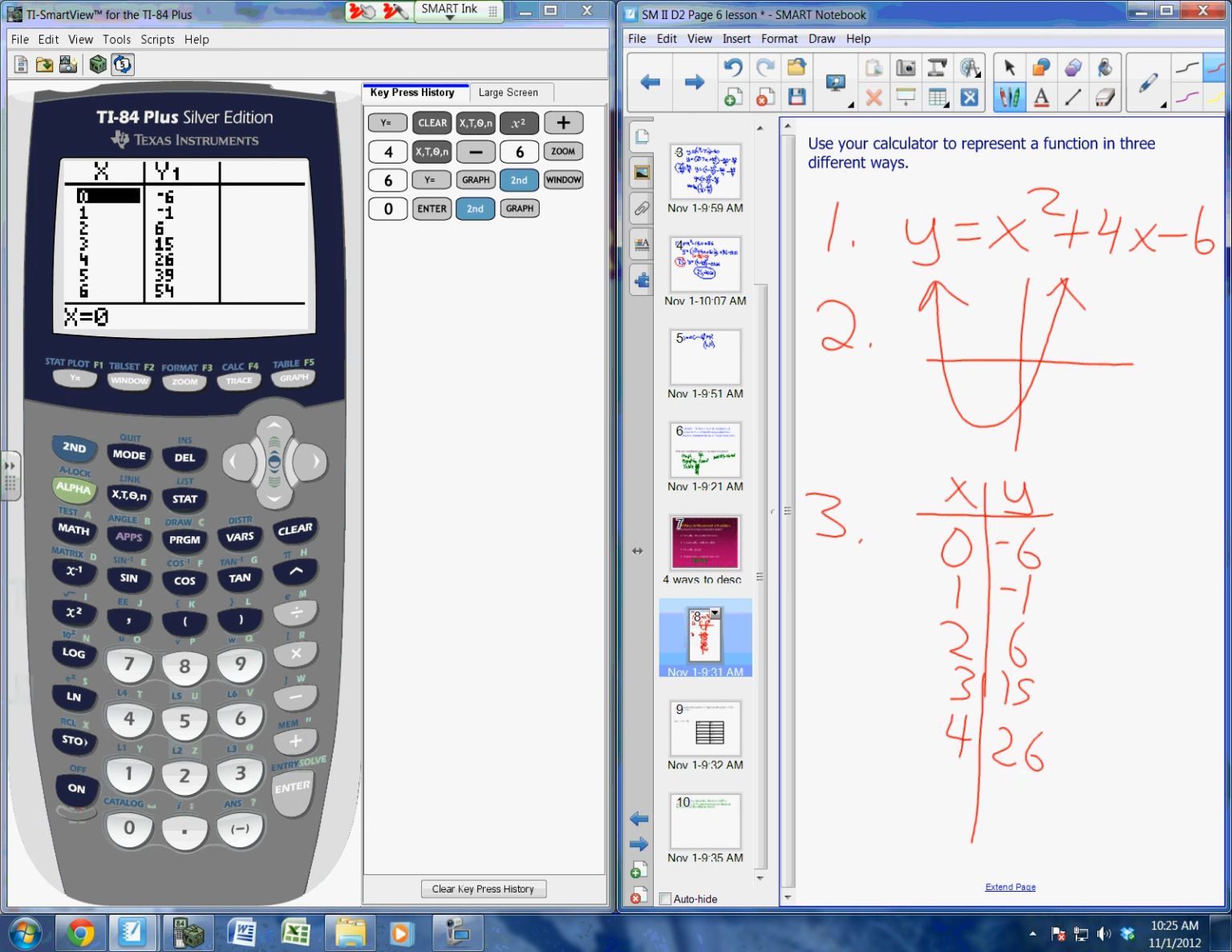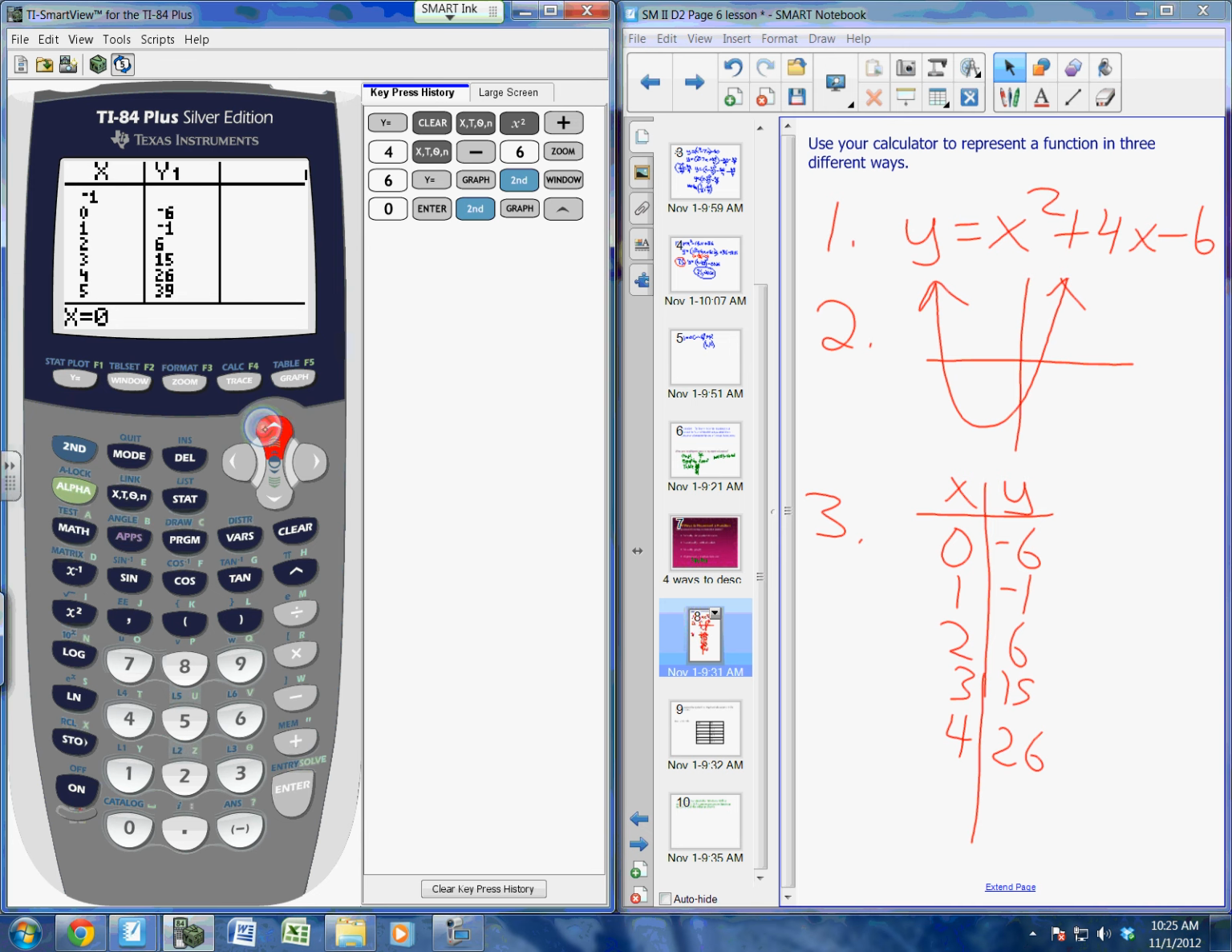No, because guess what? How far does this go? I can even go in the negative direction. I can go -1, -2, -3, -4, -5, -6. I can go in both directions as far as I want to go. How far can I go? I can go on for infinity because the domain of these is all real numbers. Say that again, Chase.